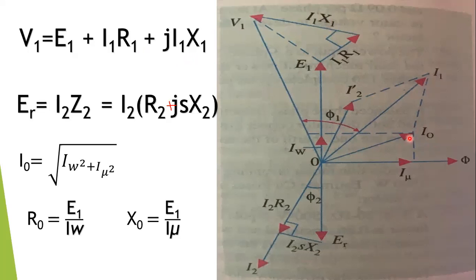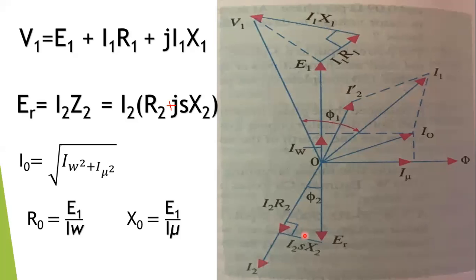Again, how am I getting I0? This I0 is the vector sum of IW and I mu. So I mu will always be in phase with phi, and IW will be 90 degrees apart from the magnetizing current. So on E1 I am getting IW, and on phi I am getting I mu. Again, the vector sum of IW and I mu gives I0, and the vector sum of I0 plus I2 dash gives I1.